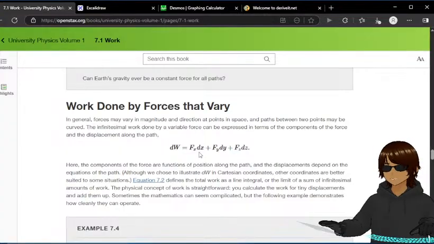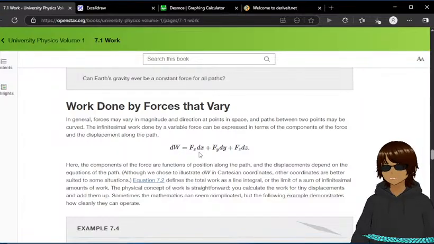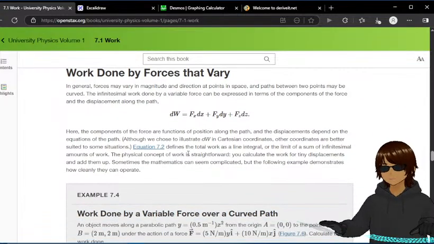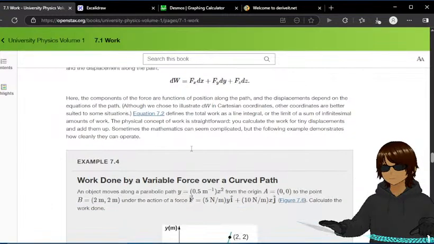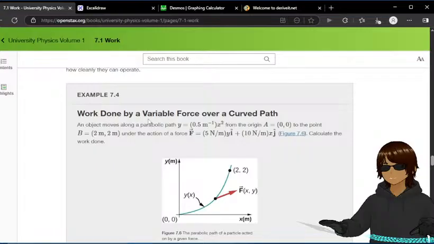Work done by forces that vary. In general, forces may vary in magnitude and direction at points in space. The paths between two points may be curved. The infinitesimal work done by a variable force can be expressed in terms of the component of the force and the displacement along the path. So, work done by a variable force over a curved path.